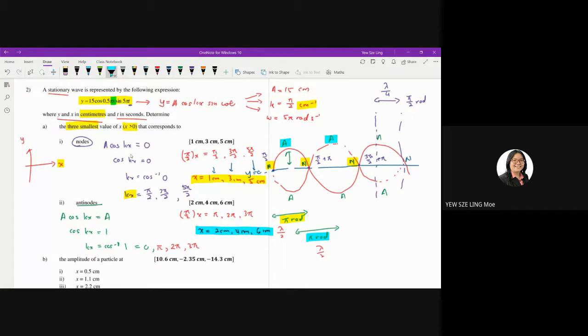The crucial part, the most important thing, is that you know the shortest distance between 2 consecutive nodes and the shortest distance between 2 consecutive antinodes. Okay, 2 consecutive nodes and 2 consecutive antinodes. So that is the answer for question 2A.